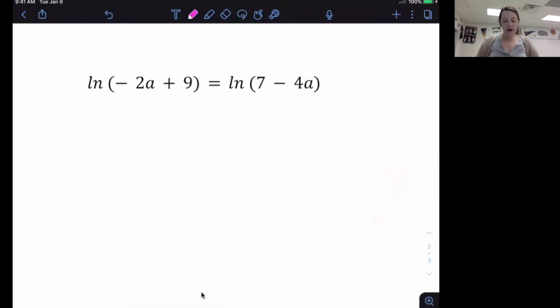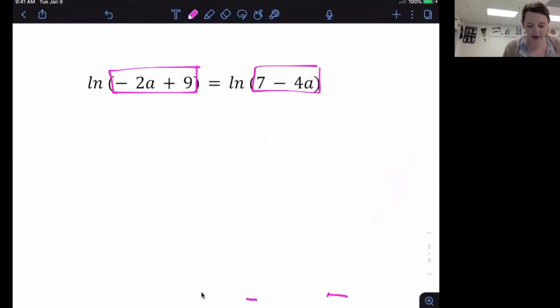Okay, I'm not going to work through this one, but natural log, remember that's like a log with base e, so those 2 bases match. You're able to just set your 2 values that are inside the parentheses equal to one another and solve.